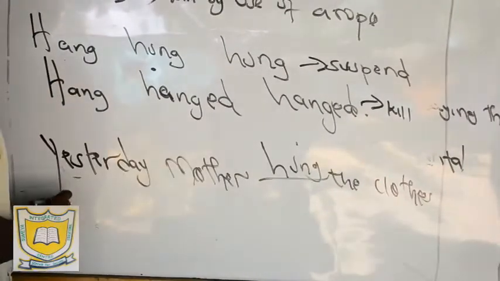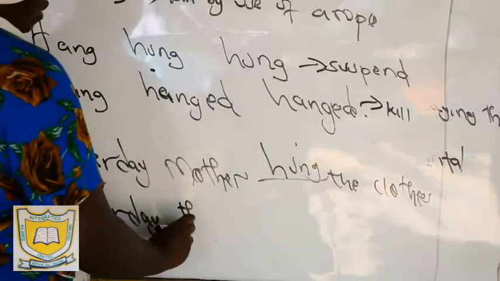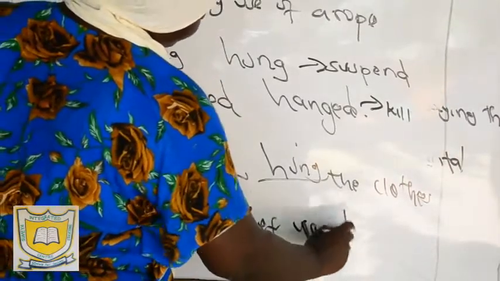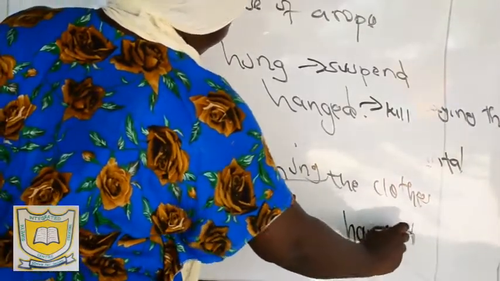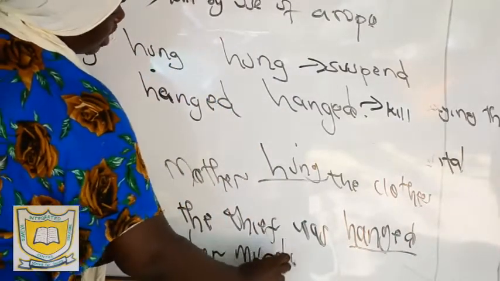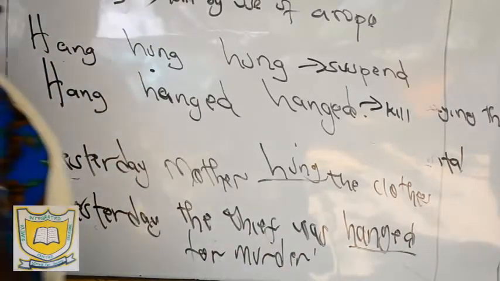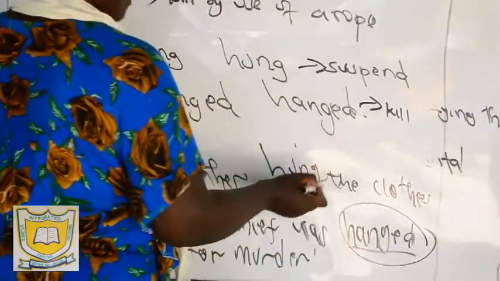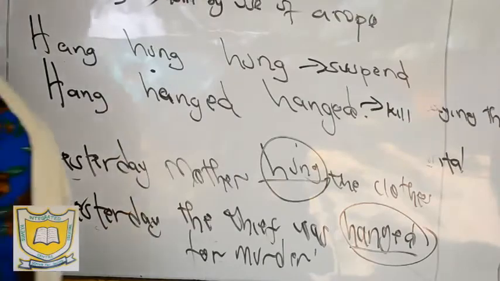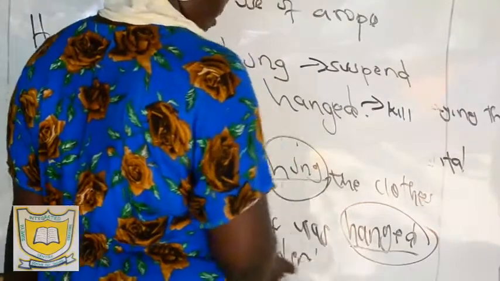You can also say yesterday the thief was hanged. The thief was hanged for murder, which means he was killed for committing murder. So you say yesterday the thief was hanged. You see, I have hanged, and then I have hung as past tense, and then that one I've used as a past participle.